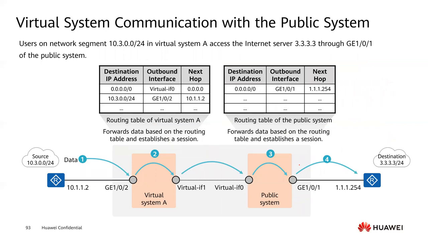Now let's look at how the virtual systems communicate with each other. We have already seen that the virtual interfaces are in the same subnet. Take the network segment 10.3.0.0 with a mask of 24. It is connected to virtual system A, and a server accesses it, and it wants to access the server 3.3.3.3 with a mask of 24. This server is connected to GigabitEthernet 1/0/0. What does the routing table look like?